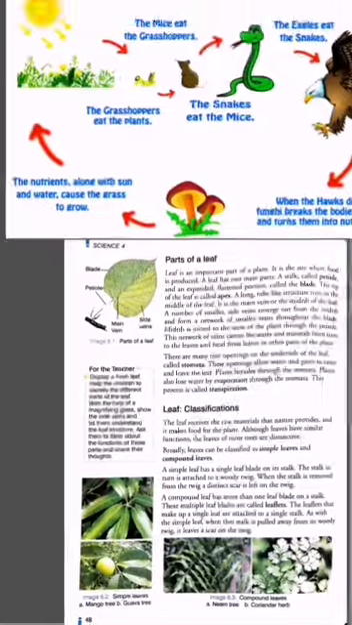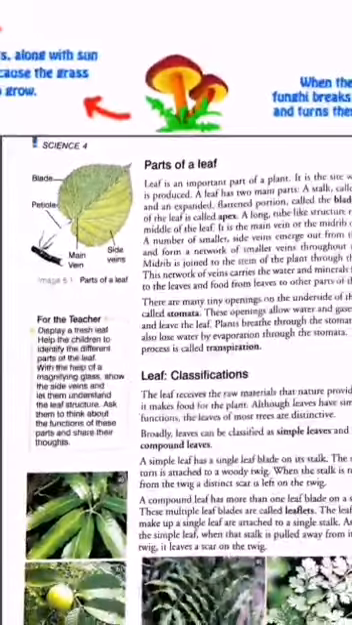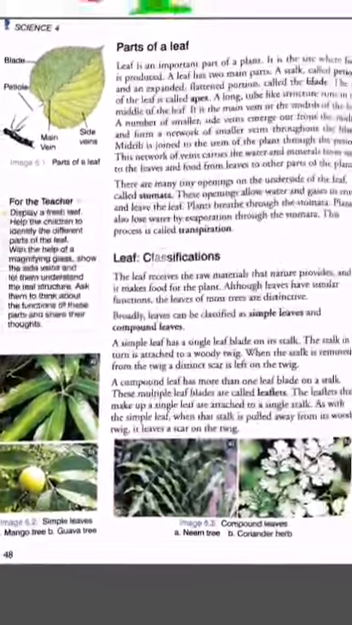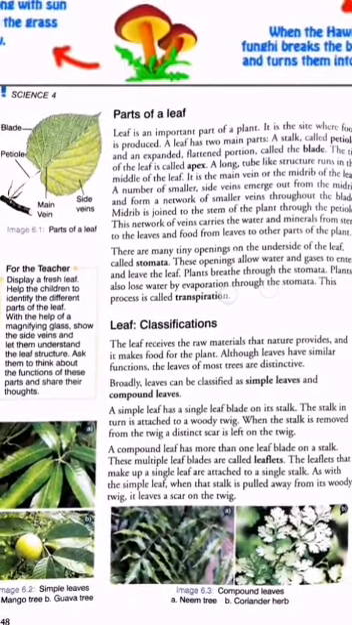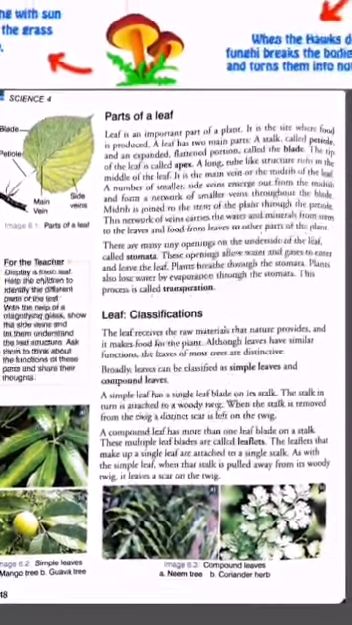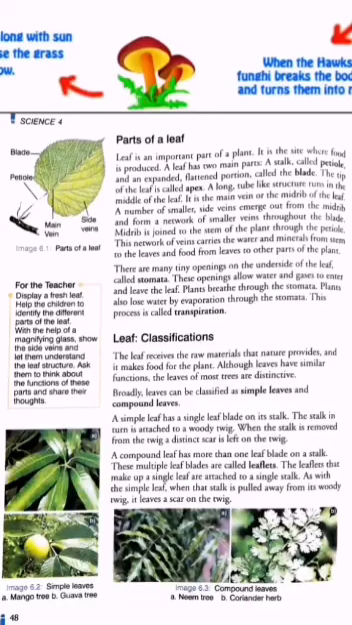Now come to page number 48 in your book, children. Let us read about parts of a leaf. Leaf is an important part of a plant. Yes, it is the site where the food is produced. Leaf is a very important part of a plant, and it is the only part where the food is being produced.